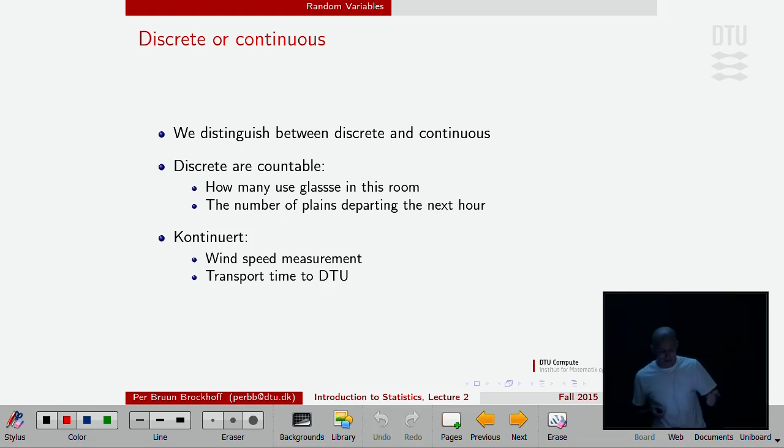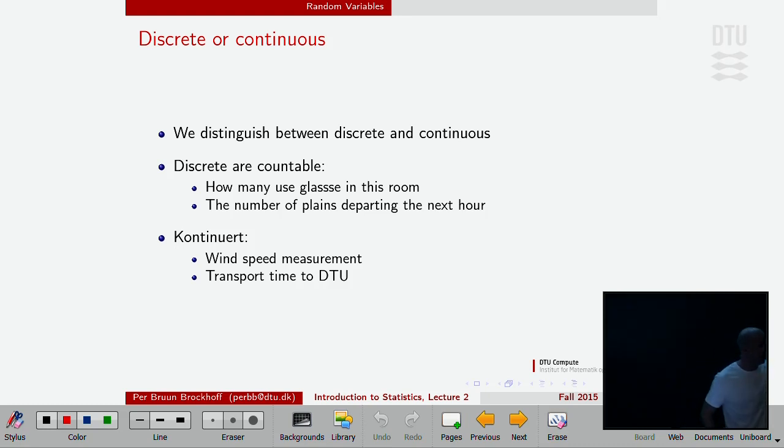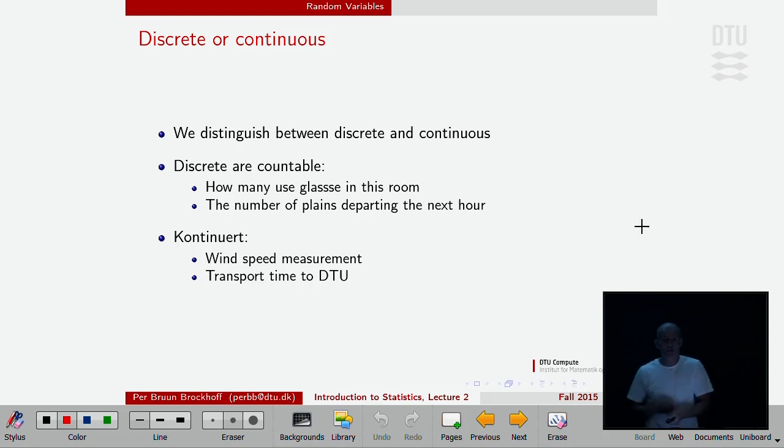But it could also be counting something, the number of planes departing within the next hour somewhere. It could be anywhere from 0 to a transillion or something like that. Probably unlikely with a transillion if something is called like that, I don't even know. But there is no sort of in the system natural upper limit for it. It could also be continuous, sorry for the Danish word there. Wind speed, transport time, blood measurements.